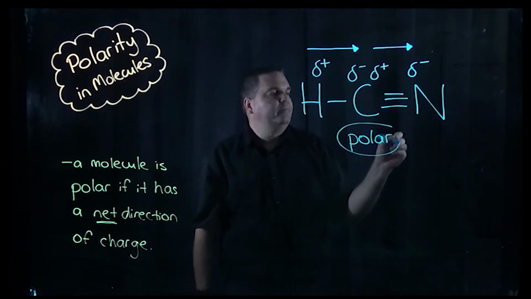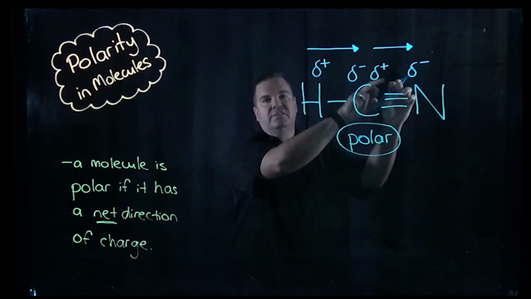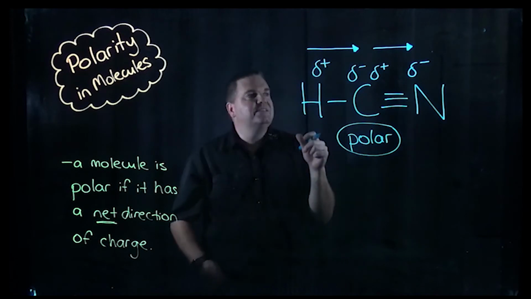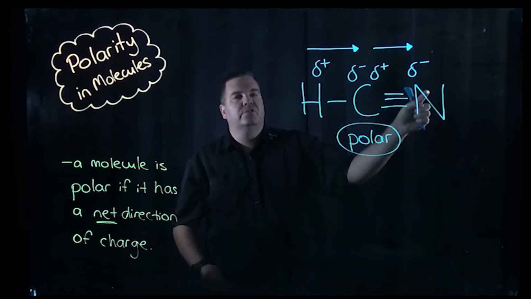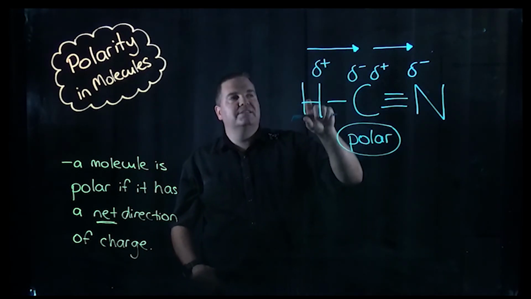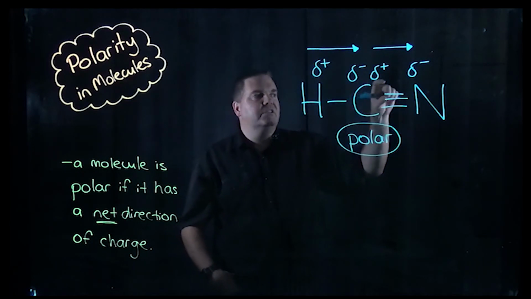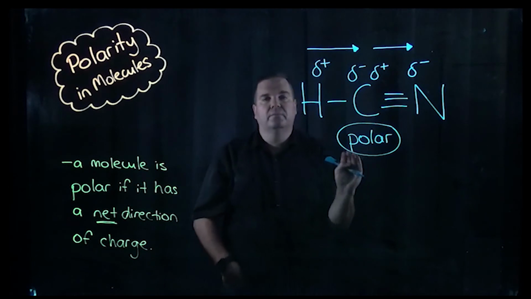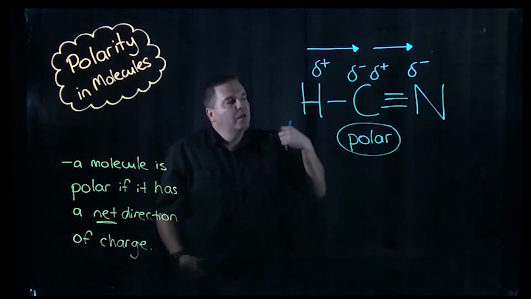You've got to remember, we're looking at polarity in a bond here when we draw up the delta positives and delta negatives. So what that means is that here the nitrogen is more electronegative. But overall we start positive, less positive, to negative, all right? So our net direction of charge is that way. So we have a polar molecule, okay?